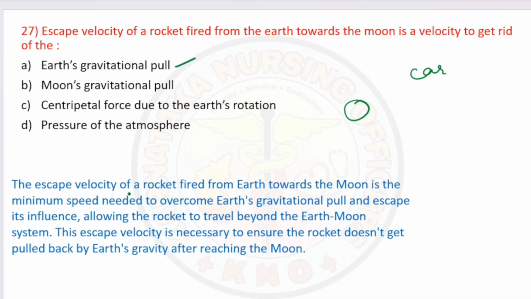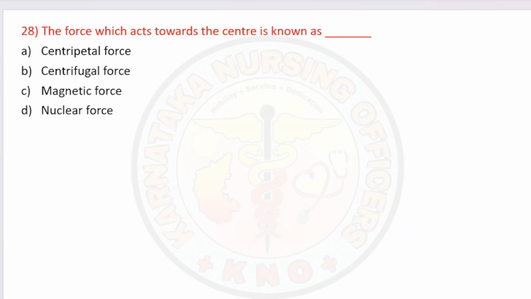The escape velocity of a rocket fired from earth towards the moon is the minimum speed required to overcome earth's gravitational pull and escape its influence, allowing the rocket to travel beyond the Earth-Moon system. This escape velocity is necessary to ensure the rocket doesn't get pulled back by Earth's gravity after reaching the moon. Okay. So next question.